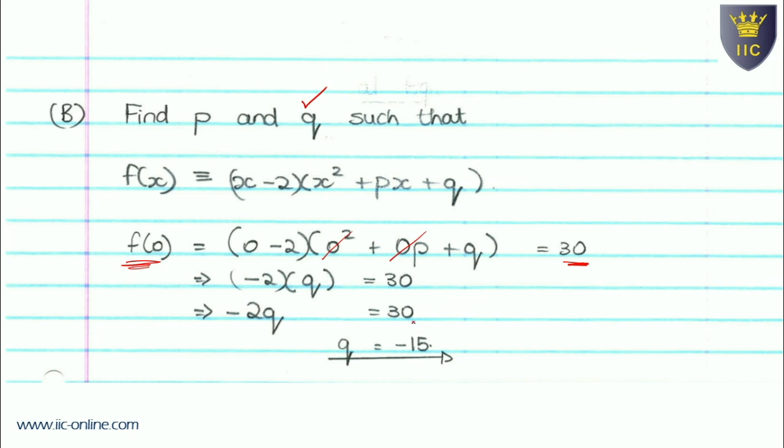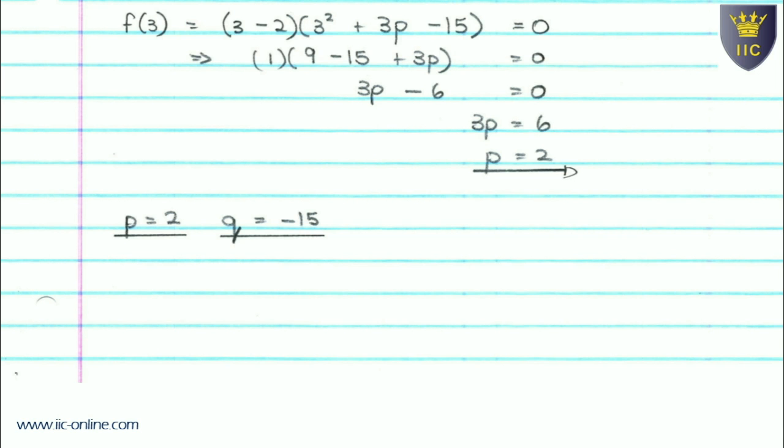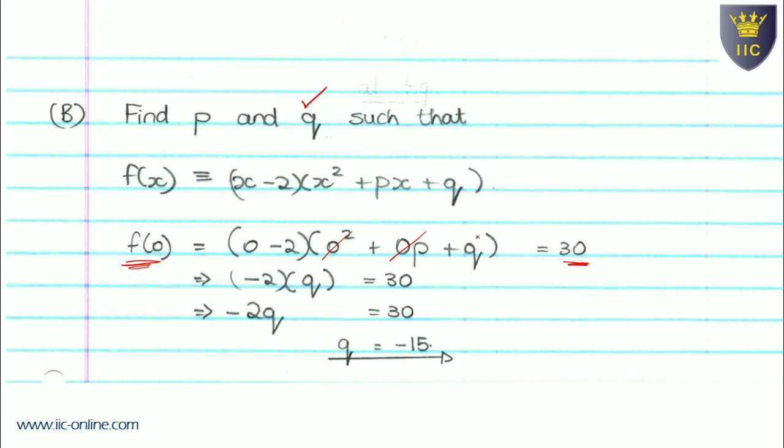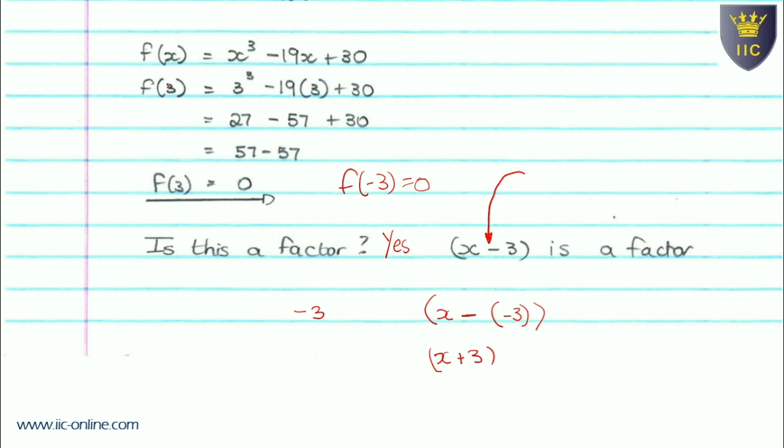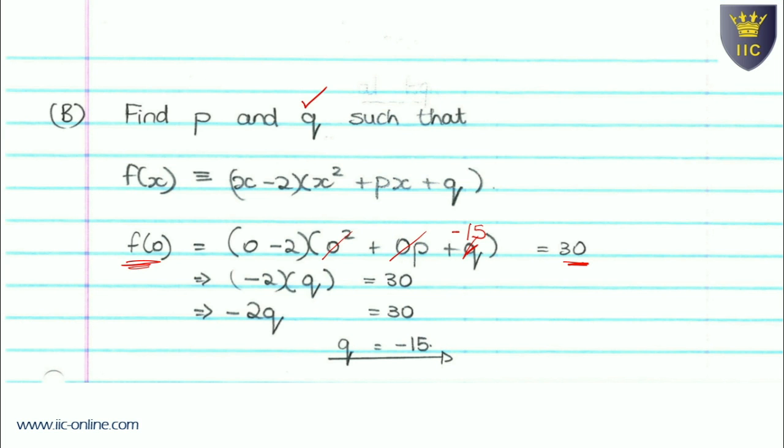We've got q. Now that we've got q, we can substitute q into the equation again, so we can immediately put, instead of having q, we can write this as minus 15. But where do we go from here? The only other piece of information we had from the previous section was that f of 3 gave us 0. We know that x minus 3 is a factor. So our equation now says x minus 2 into x squared plus px minus 15.